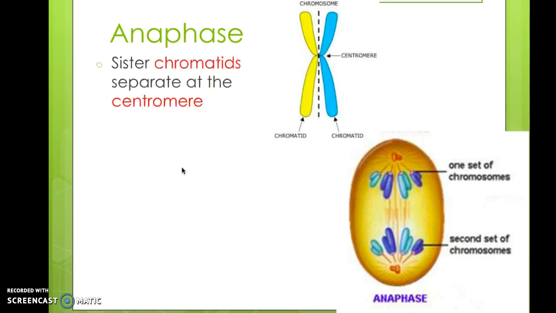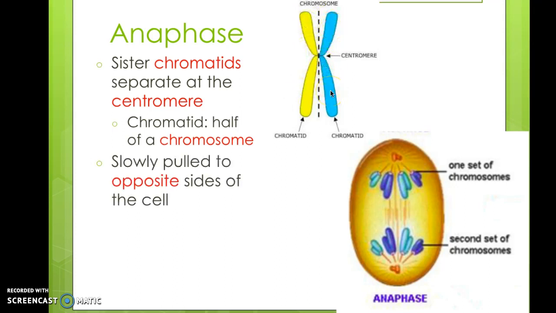Anaphase. The sister chromatids separate at the centromere. So here's another great picture. Chromatid, chromatid make up a chromosome, the left and right halves, and they're attached at that centromere. The chromatid is half of a chromosome, and in mitosis, they are identical.